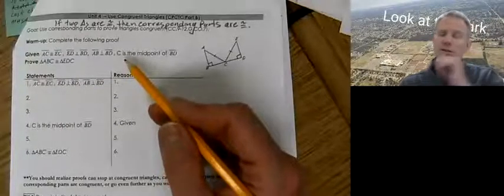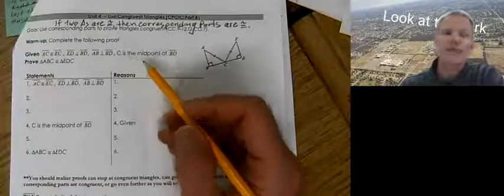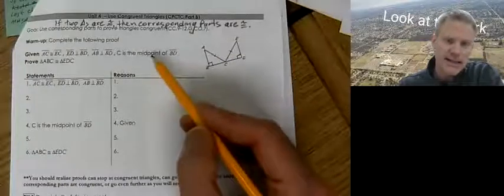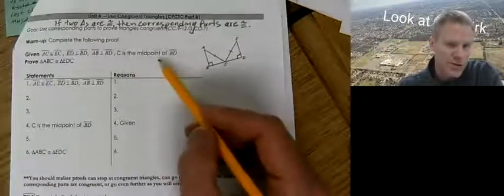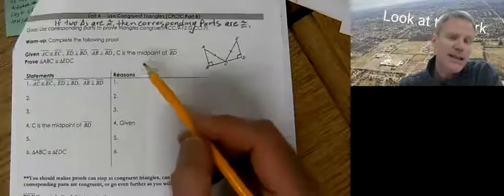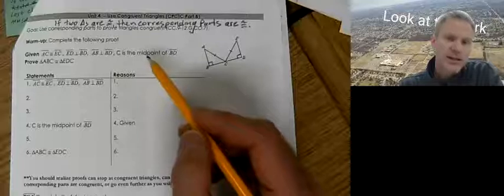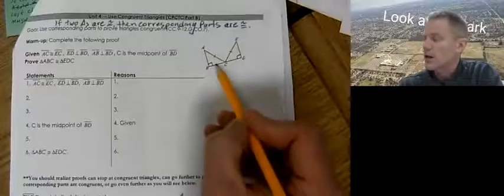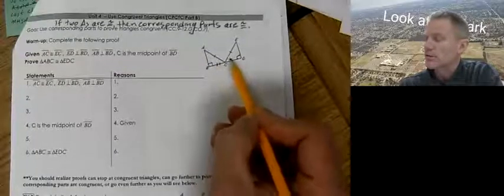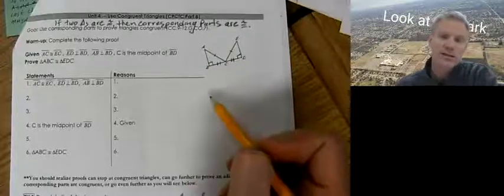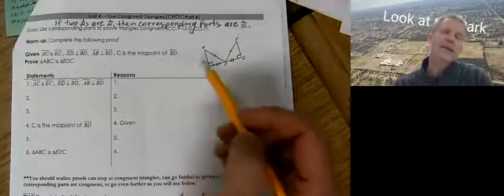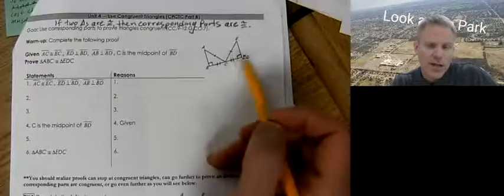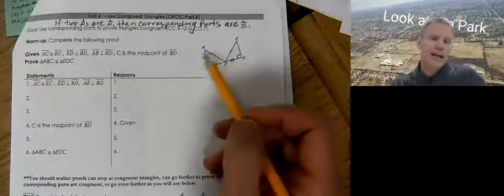The third bit of information is that C is the midpoint of BD. There are no marks when C is the midpoint, just those words. But if a point is a midpoint, then it divides that segment into two congruent parts. That's why we put tick marks onto those segments. Because if C is the midpoint, then it's dividing BD into two congruent segments.